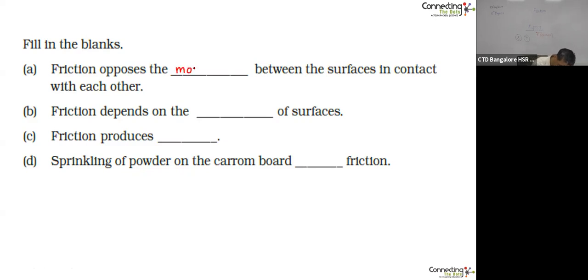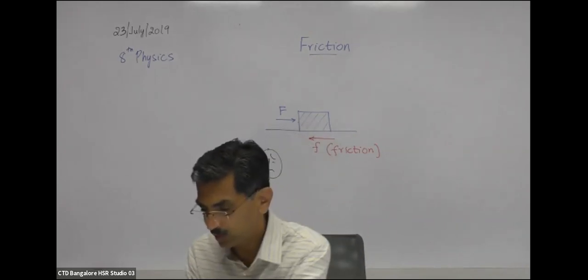So, friction opposes motion between the surfaces in contact with each other. Friction depends on the dash of surfaces. We can say smoothness. We have seen this in a simple activity. The smoother they are, less friction there is. Friction produces heat. We have spoken about it once or twice. Sprinkling of powder on the carom board decreases friction, and that is why we use that powder. So these are some simple questions about friction in daily life.